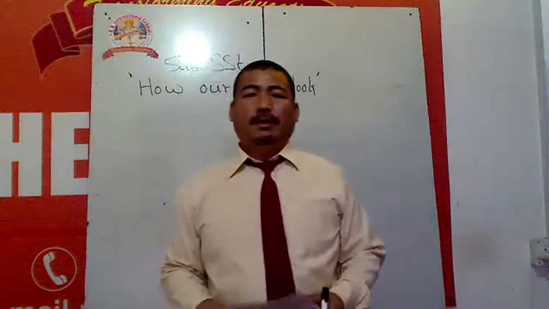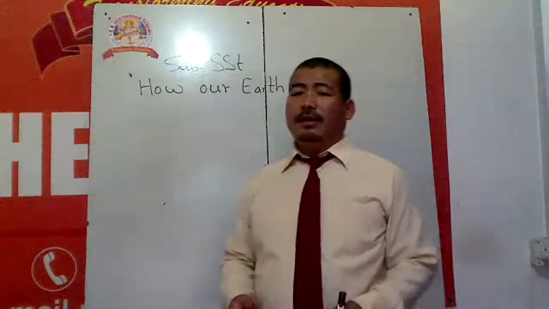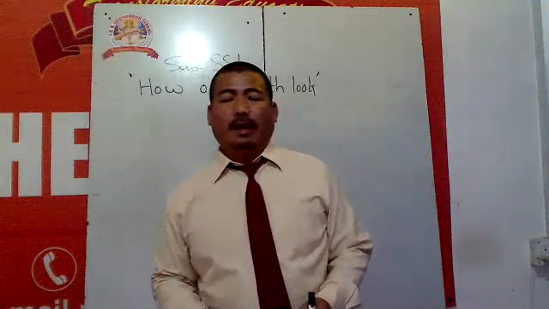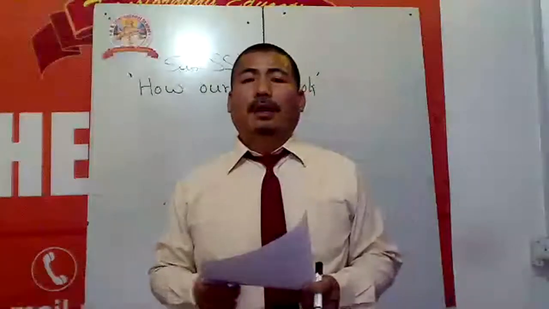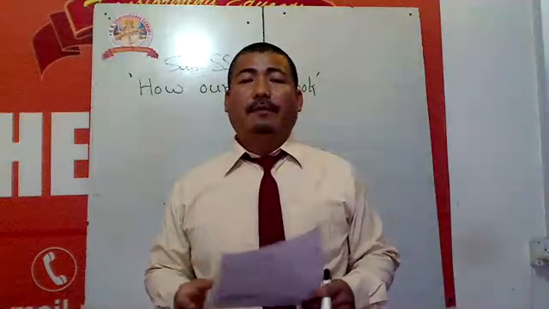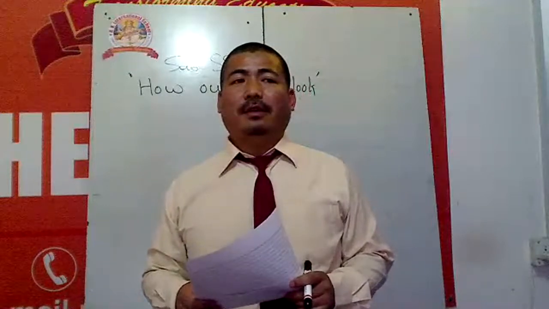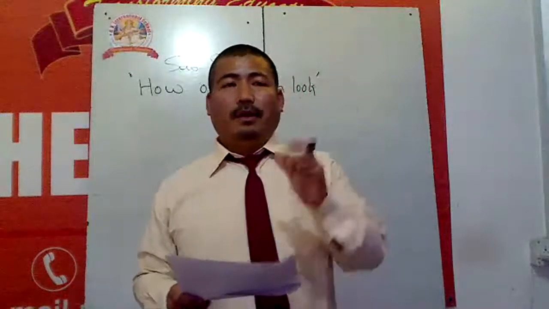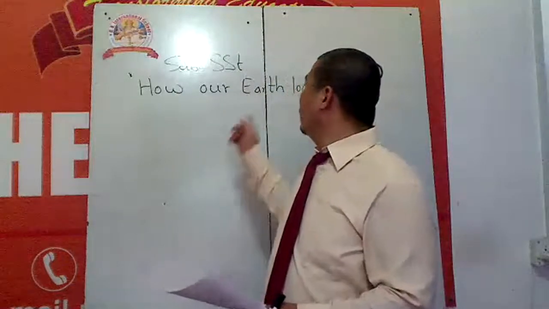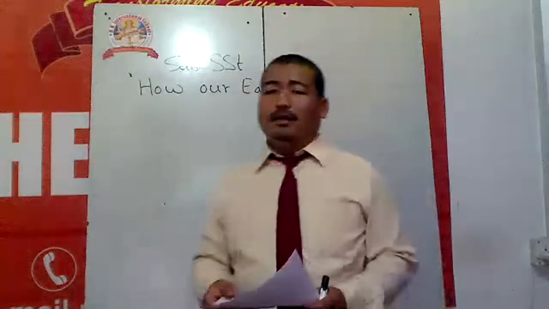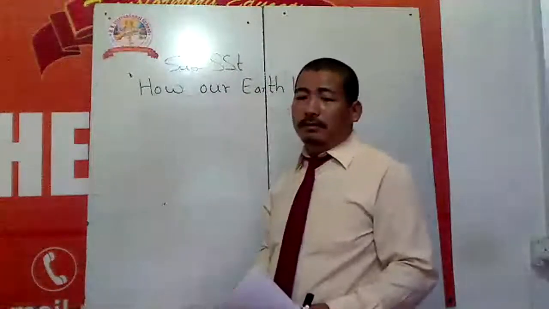I'm here to take your SST subject for the second chapter. In the first chapter, we studied about the earth, our home, and from that chapter, we learned more things about the earth, about the shape and size of the earth. Now, again, in chapter 2, we have our lesson related to the earth. The topic is how our earth looks.